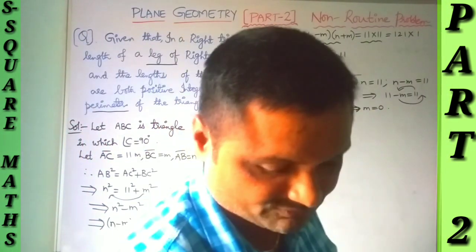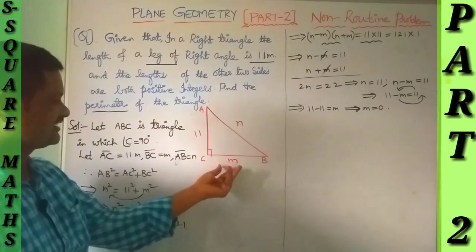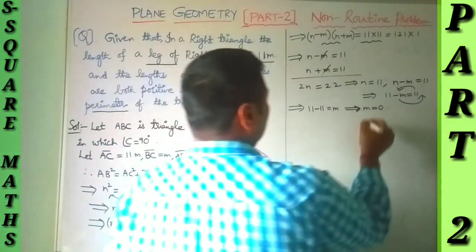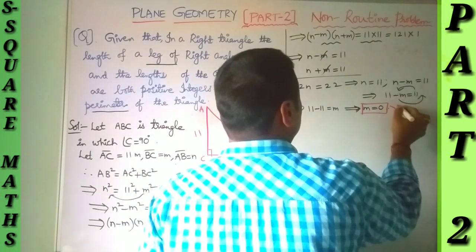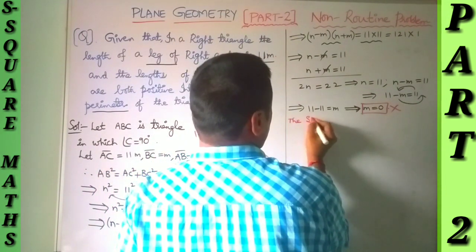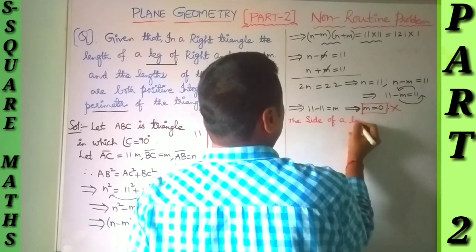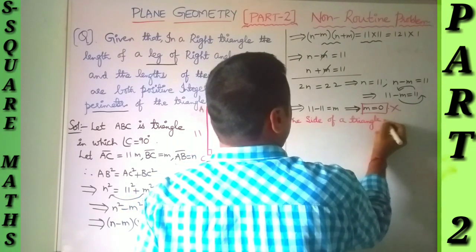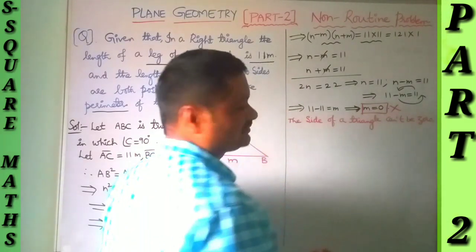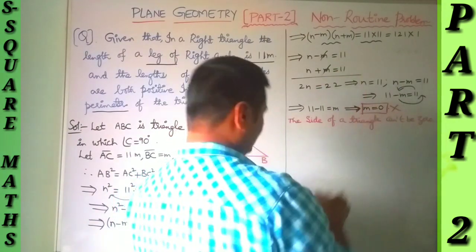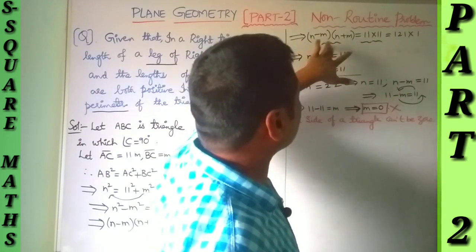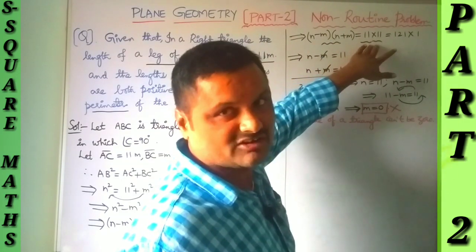But what is our condition here? m is nothing but a side of a triangle, a right angle triangle, so it cannot be 0. Okay, so what is our condition here? The side of a triangle can't be 0. So hence we should not consider 11 into 11. n minus m into n plus m is equal to 11 into 11 cannot be taken.